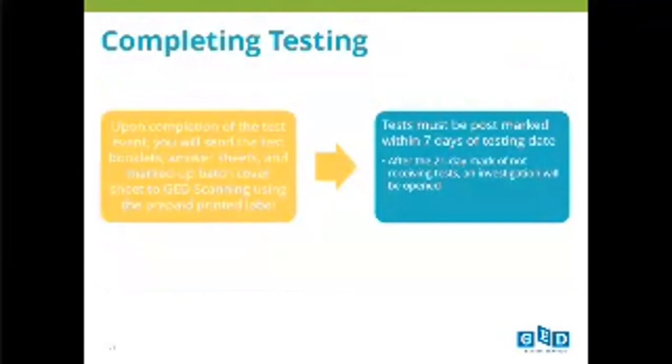Completing testing. Upon completion of the test event, you will send the test booklets, answer sheets, and marked up batch cover sheet to GED scanning using the prepaid printed label. Tests must be postmarked within 7 days of testing date. After the 21-day mark of not receiving tests, an investigation will be opened.